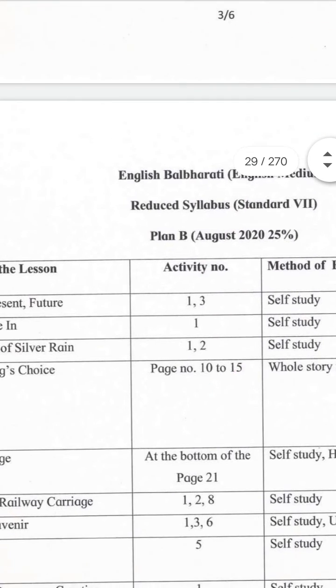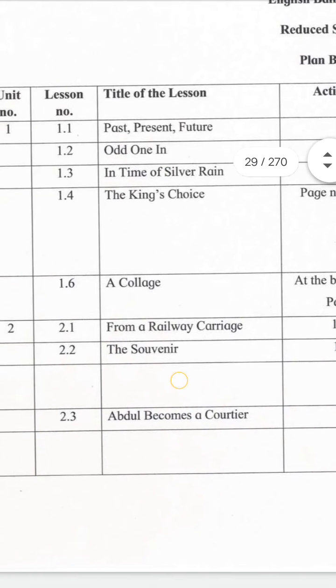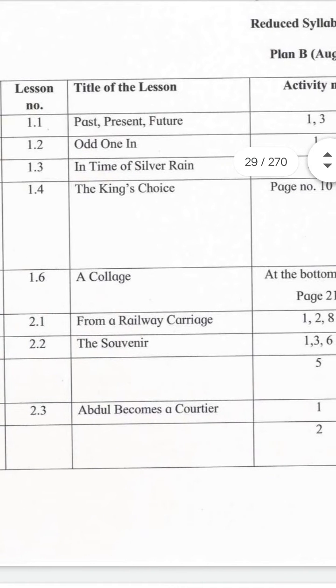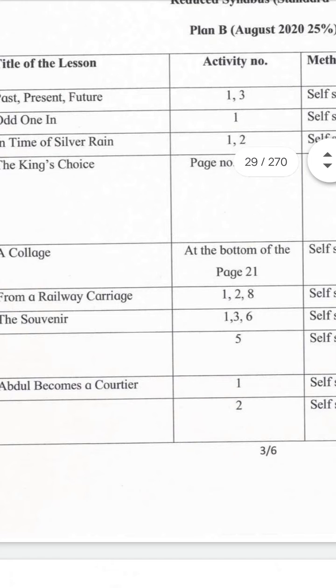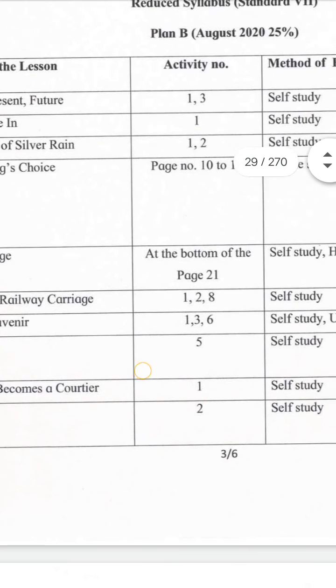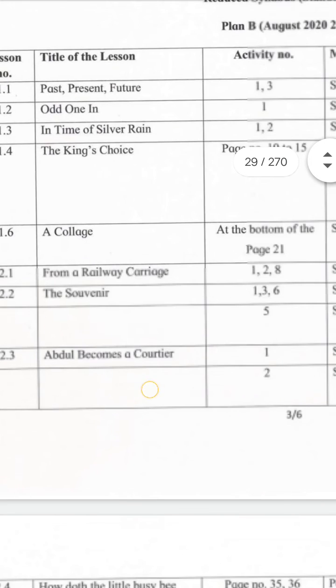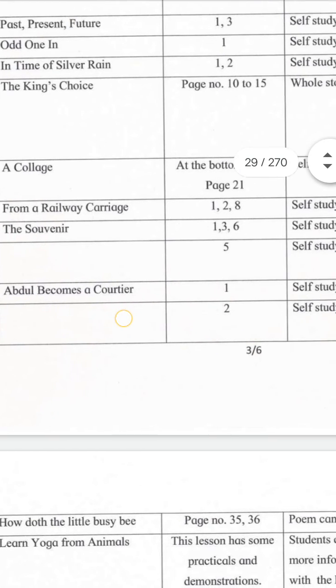Now for 7th class. For 7th class, we are starting from the first unit, that is 1.1, 1.2, 1.3, 1.4, 1.6. Now, in 1.1, activity numbers 1 and 3, that is question numbers 1 and 3, are not there. They are for self-study, that is past, present, future for 7th standard. In 1.2 only activity number 1 is omitted, again for self-study.